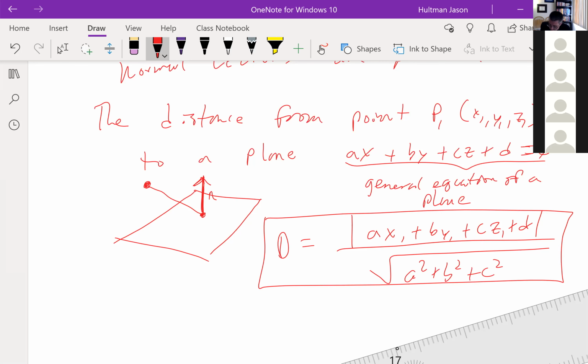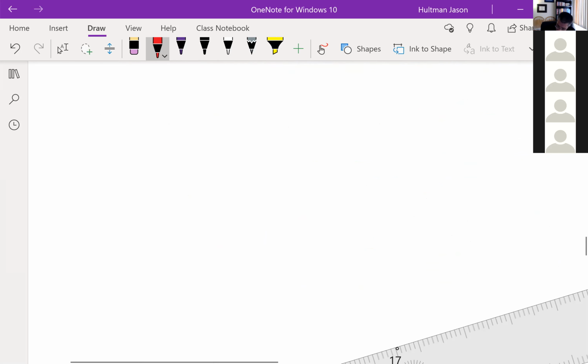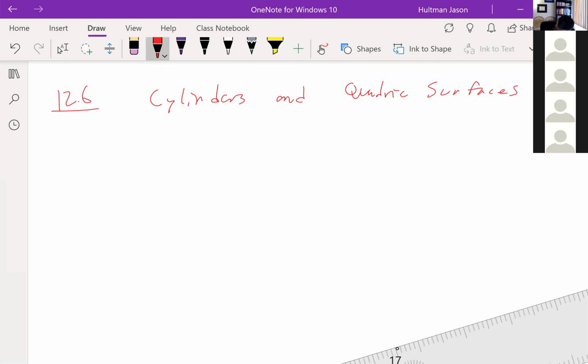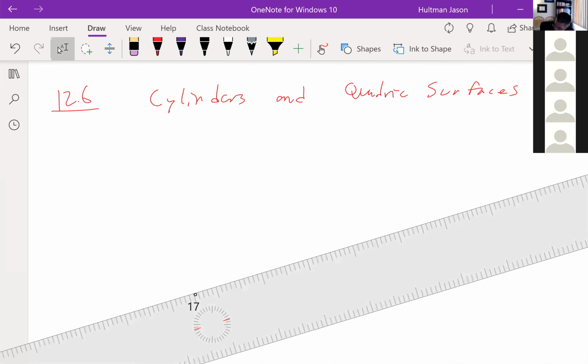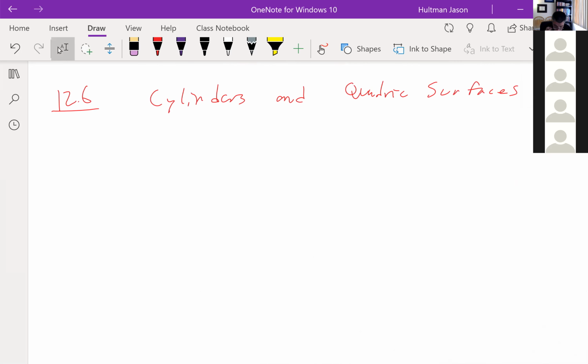Okay, let's move on to 12.6. Cylinders and quadric surfaces. Okay, quadric surfaces. Get rid of my ruler for right now. So what is a cylinder in 3 space?